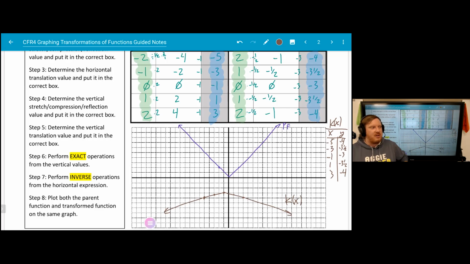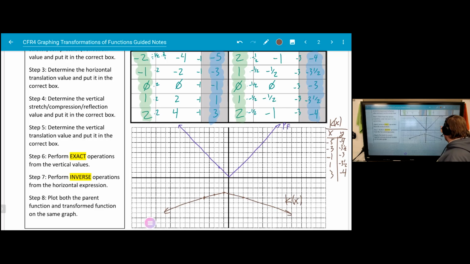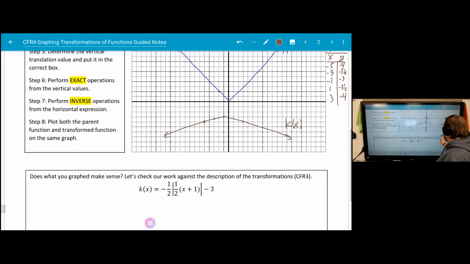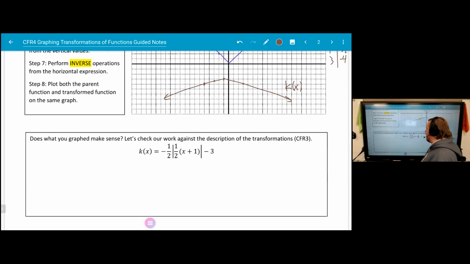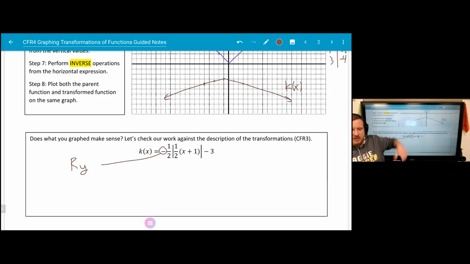Did what we said was going to happen actually happen? Well, let's look at this thing. Does what you graphed make sense? Let's check and find out. This negative multiplying out front, we'd call that a reflection over the y-axis. That is a vertical reflection. That half multiplying here would be a vertical compression. So it should have gotten a little skinny. Like if I'm compressing vertically, it's going to get a little wider.